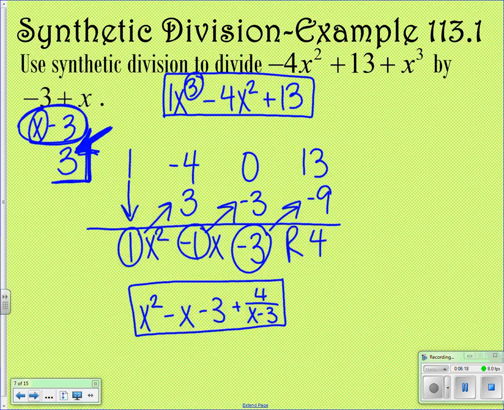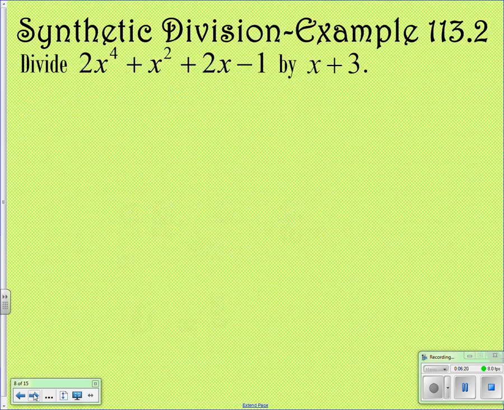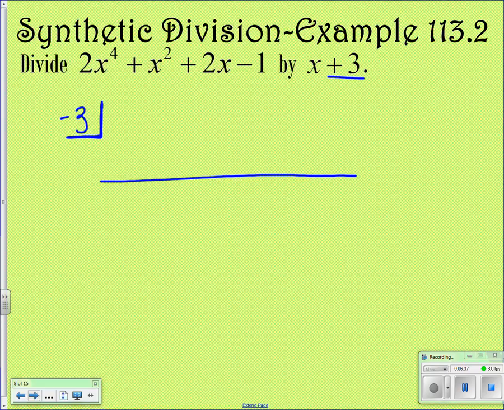So we're going to look at another example. We want to use synthetic division to divide these. So the number that's going to go in our box is going to be a -3 this time. Because remember, you always switch the sign of whatever there is whenever they have x plus 3. So now we're going to put our coefficients. We have 2. We need to put a 0 because we're missing an x cubed. So we have a 1, a 2, and a -1.